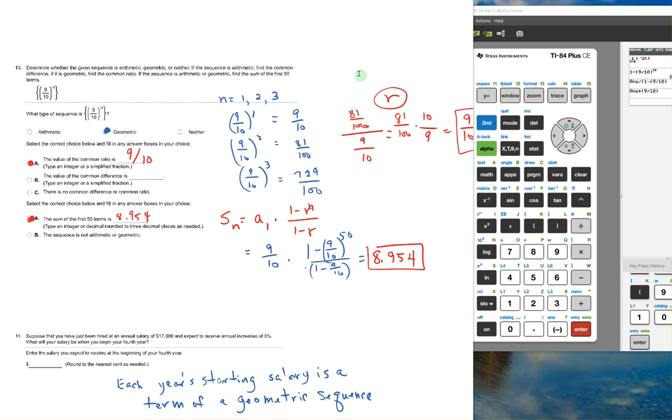Okay, so if we take n to be 1, 2, 3, (9/10)^n. So 9/10 to the first is 9/10. 9/10 squared is 81 over 100. 9/10 cubed is 729 over 1000. So for r, if we take 81/100 divided by 9/10, that's the same as 81 over 100 times 10 over 9.